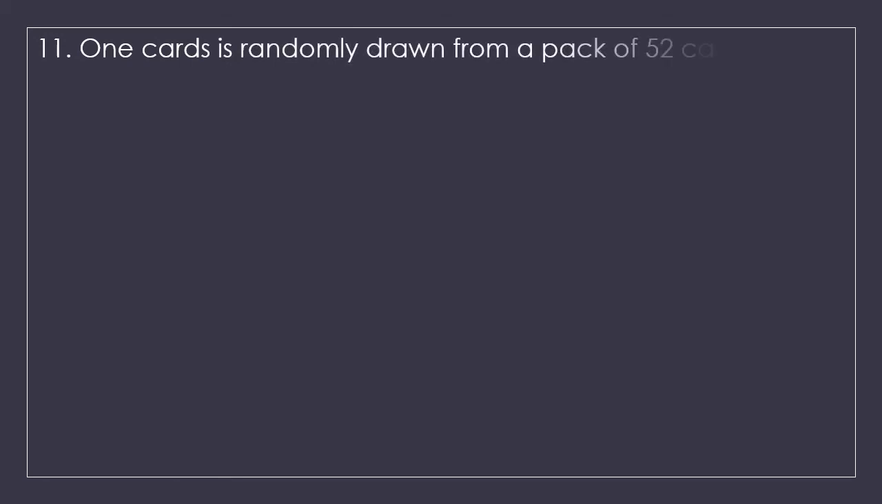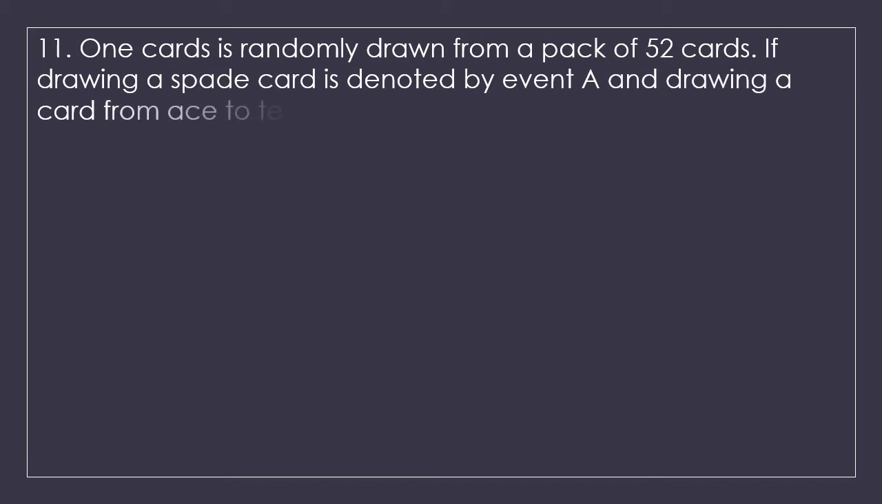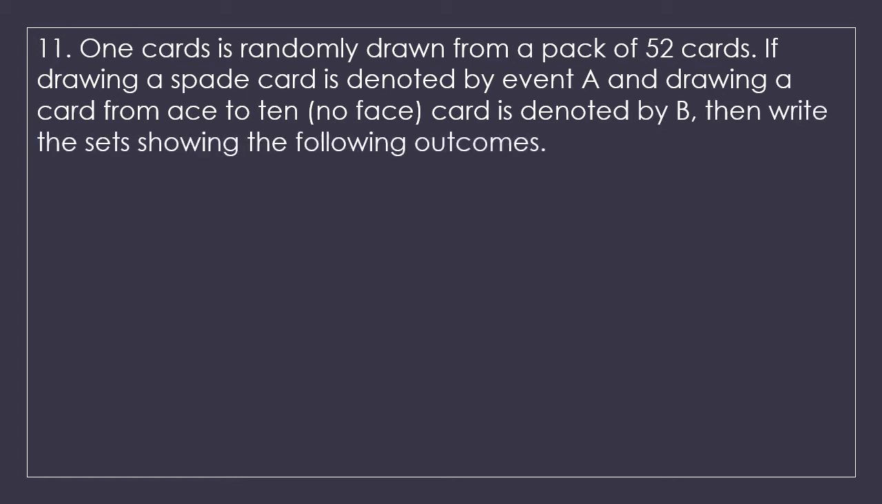Let us move on to question number 11, where one card is randomly drawn. These kinds of card questions are my personal favorites. One card is randomly drawn from a pack of 52 cards. If drawing a spade card is denoted by event A, and drawing a card from ace to 10, that is a non-face card, meaning no jack, queen or king, just ace to 10, is denoted by B, then write the sets showing the following outcomes.